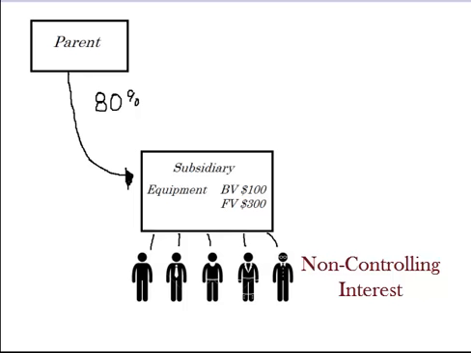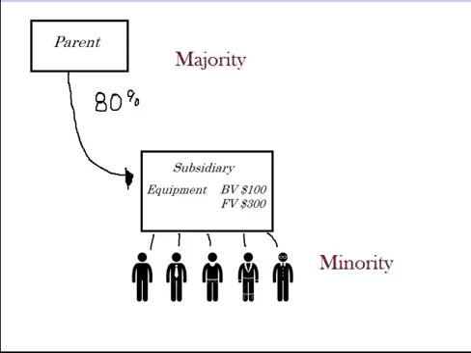The parent has the controlling interest in the subsidiary, and those other shareholders, since they collectively have 20%, are the non-controlling shareholders. Until a few years ago, this was referred to as majority shareholder and minority shareholders, but now GAAP wants us to use the terms controlling shareholder, the parent in this case, and non-controlling shareholders, those other 20%.